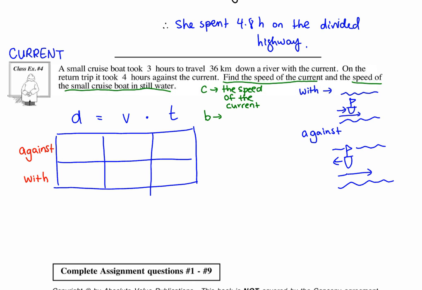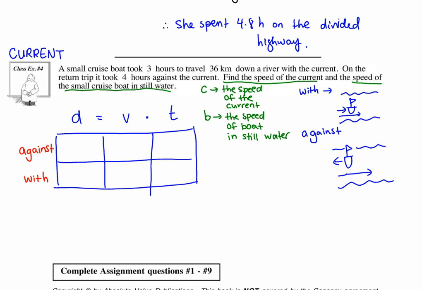Sure, you can do whatever you want. I'm going to use B, the speed of the boat in no current, in still water. So if there was no current at all, nothing's pushing me, nothing's holding me back, whatever force and speed I'm putting into it is what I go.